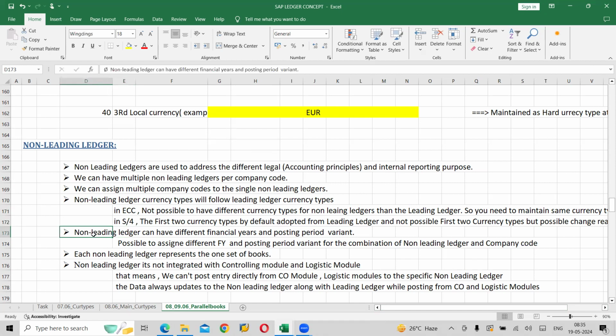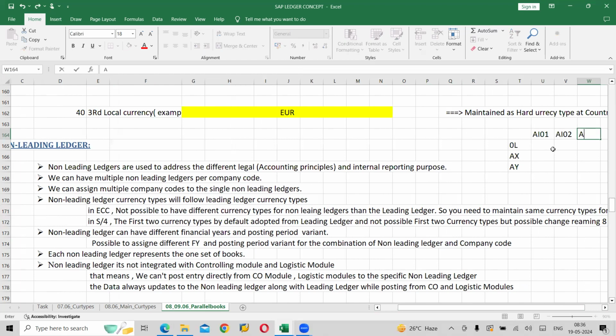Non-leading ledger, as we know, can have different financial years and posting period variants. Already we saw, right? You remember, just now I mentioned that for AI01 we have taken the fiscal year as April to March, and for reporting purposes. What non-leading ledgers have we created? AX and AY, for company code AI01, company code AI02, company code AU01.